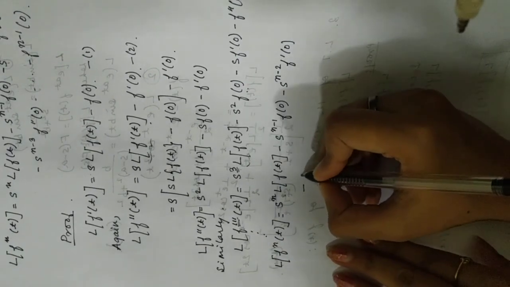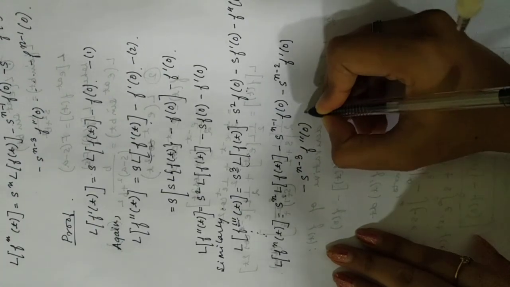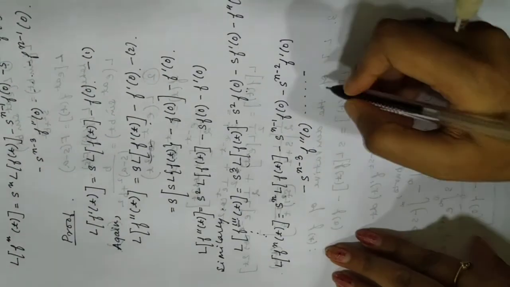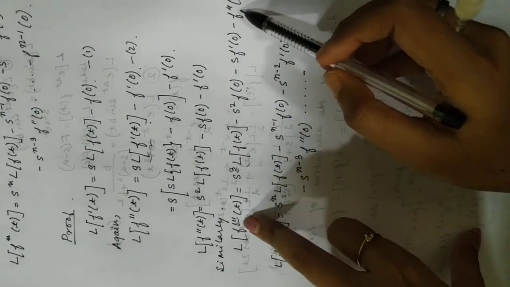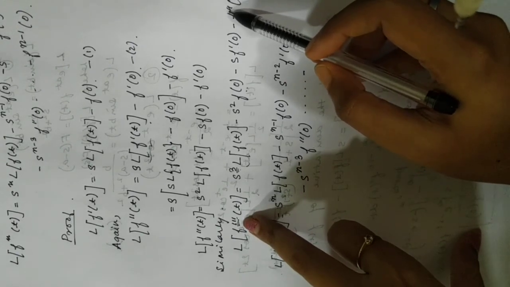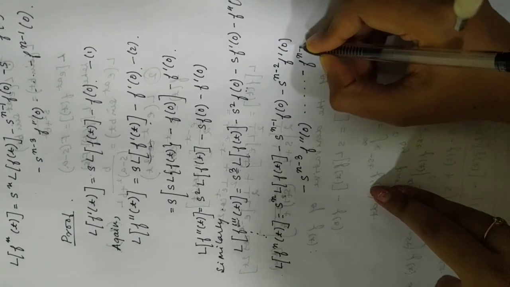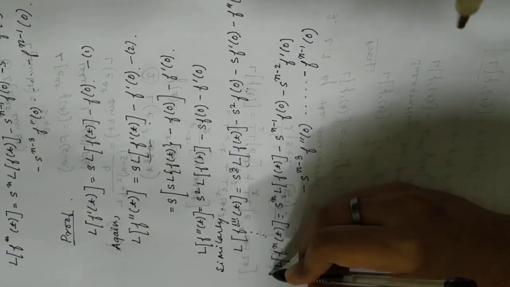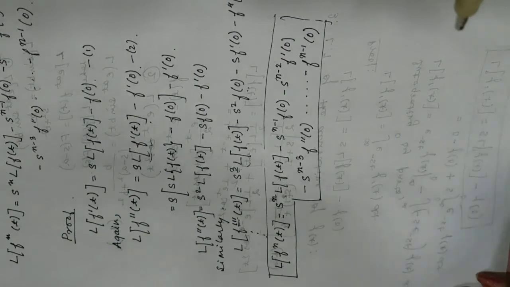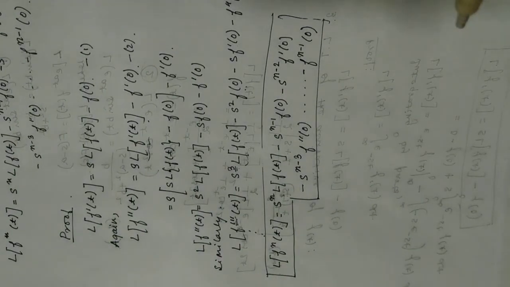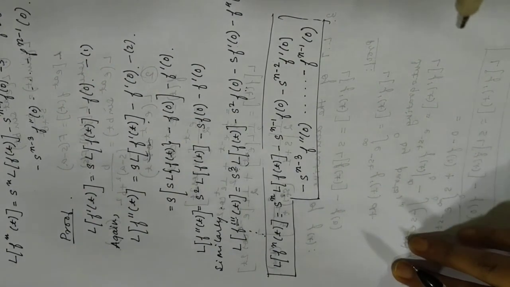The third term becomes s^(n-3) times f double prime(0), and it keeps on going, and the last term, as you can see, for 3 the last term is f^(3-1)(0). So over here it becomes f^(n-1)(0). So we have completed, and that is the result that we wanted to prove, right? This is the Laplace transform of the derivative of order n.